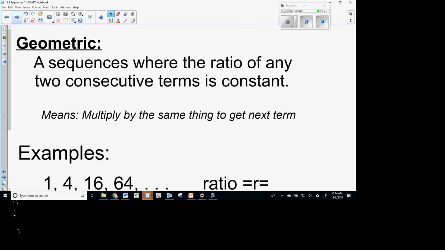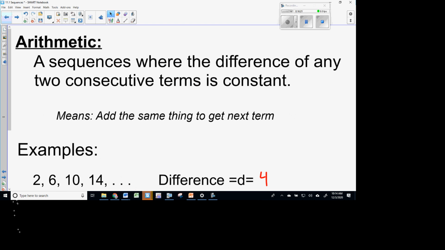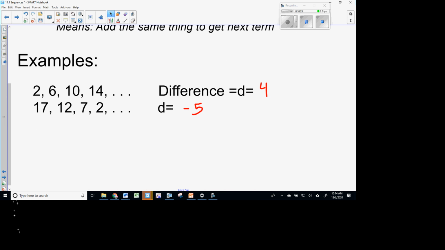Geometric sequences is where the ratio of two consecutive terms is always the same. This basically means you multiply to get the next term. Arithmetic, add gives you the next term. Geometric, you multiply to get the next term. So just like back here, how did we get 4? You would take 14 minus 10, 10 minus 6. You subtract to find the difference.